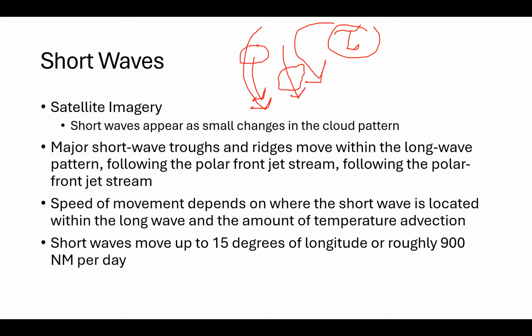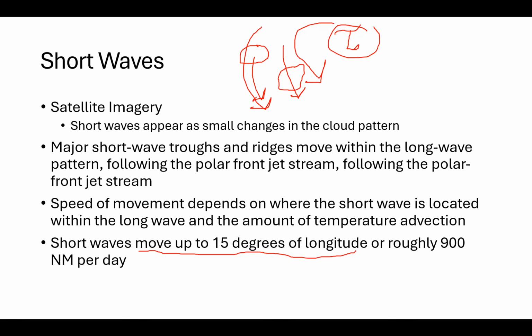Overall, these short waves follow, again, the jet stream, the long wave pattern. They follow the polar front jet stream. We talked about the speed of movement. It really depends on where the short wave is in relation to the long wave pattern and the amount of temperature advection involved. And you do notice, these things do zip along quicker, 15 degrees of longitude, or roughly 900 nautical miles a day, which is very rare.